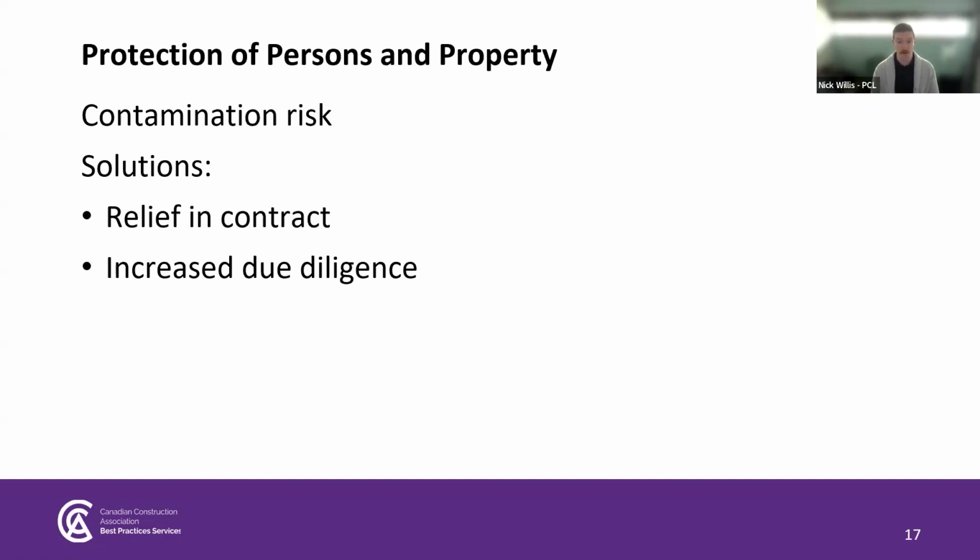Solutions to mitigate contamination risk include, number one, obtaining more detailed environmental reports, or ensuring that the contractor is entitled to rely upon the reports provided. Number two, limiting existing contamination responsibility to quantities and types actually identified in the existing environmental data. Or three, using cash allowances in the contract to account for unknown contamination risk.